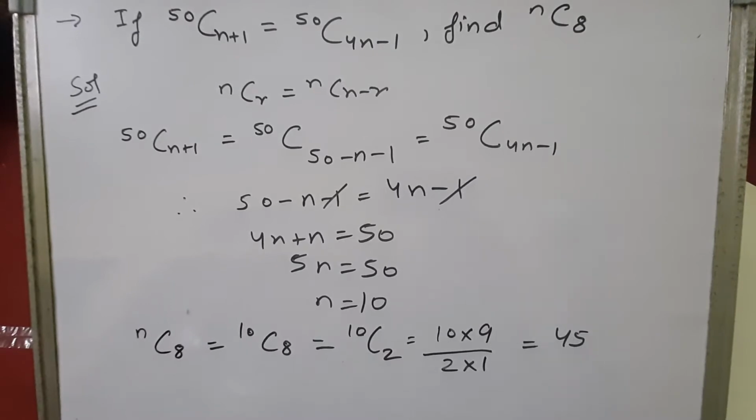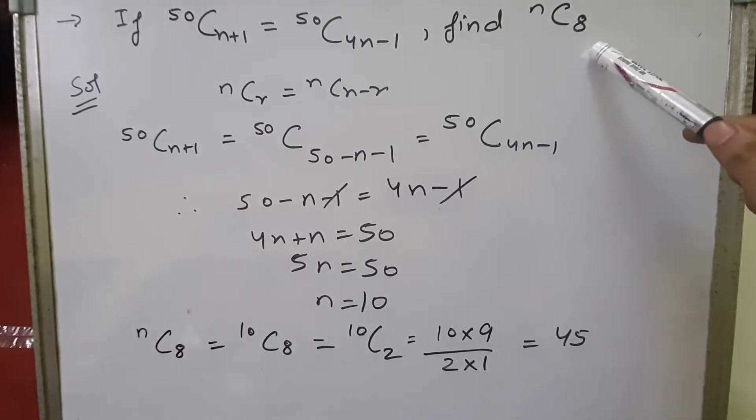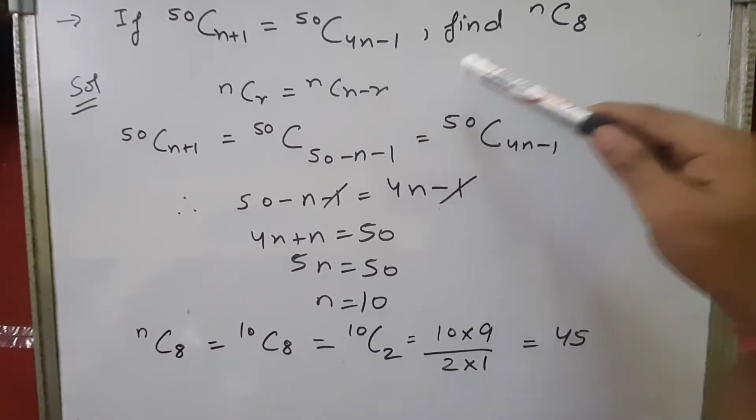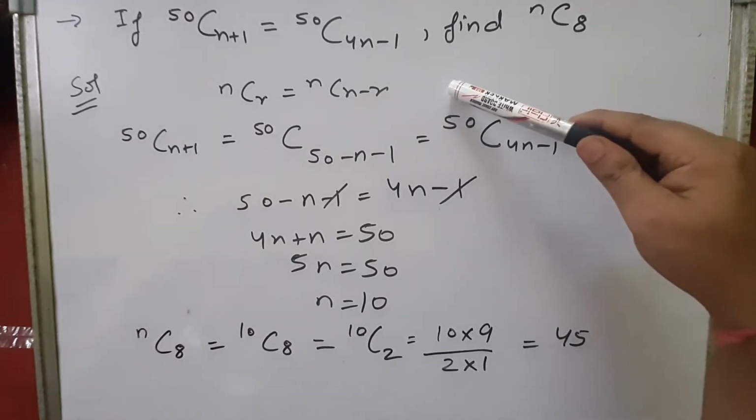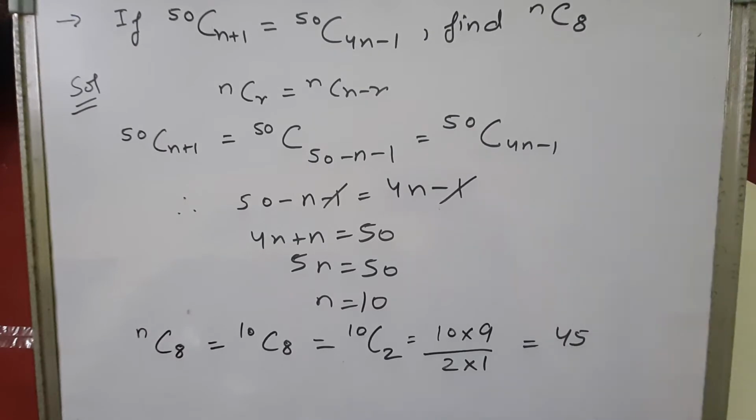Okay, let's see another sum, children. Now in this sum it is given that if 50C(n+1) is equal to 50C(4n-1), find nC8. So what we are doing, we are going to use the property nCr equals nC(n-r) to find the value of n, then substitute the value of n to calculate the value of nC8.